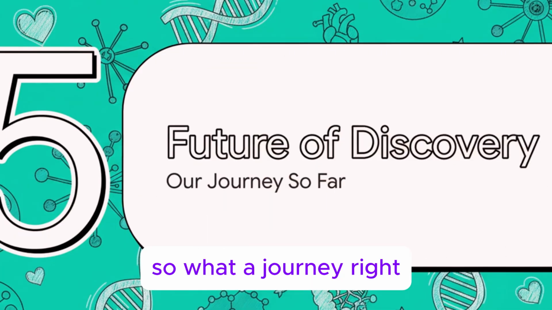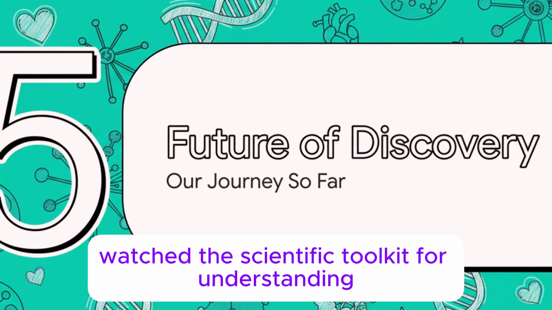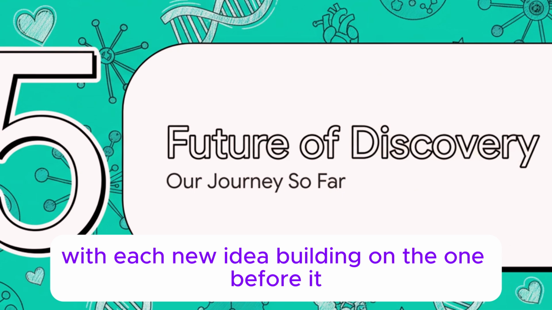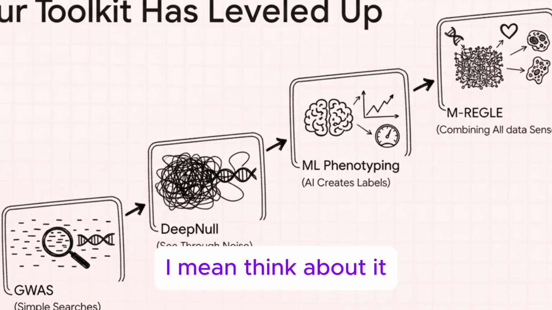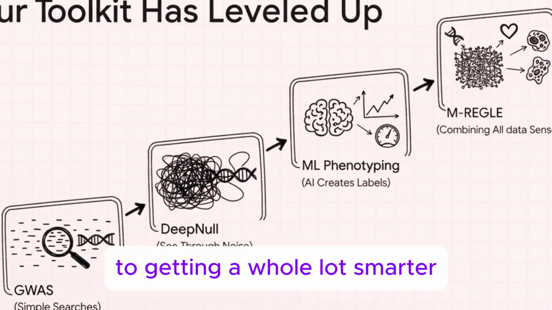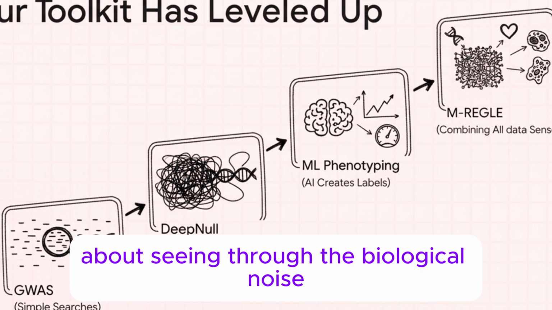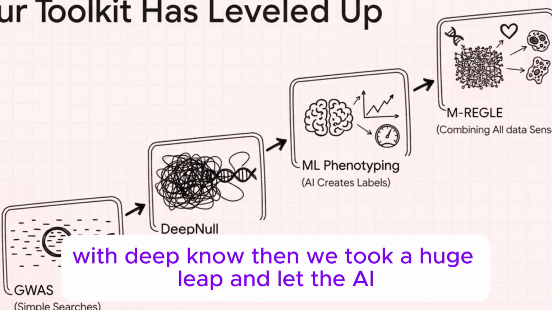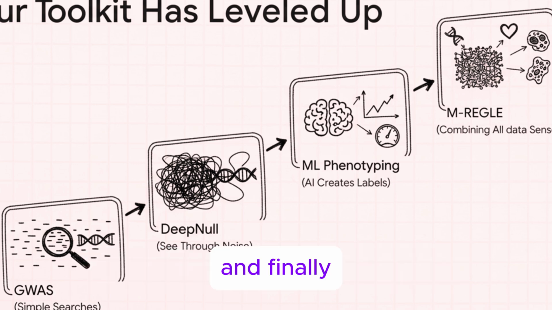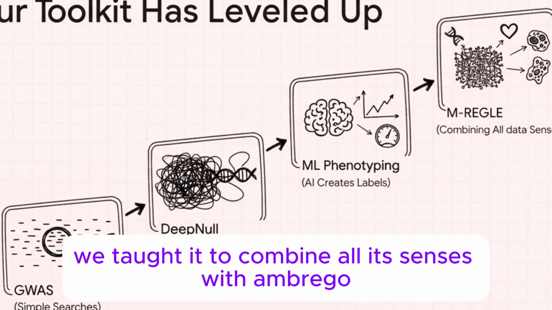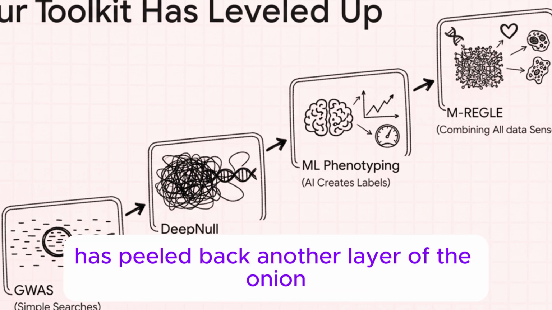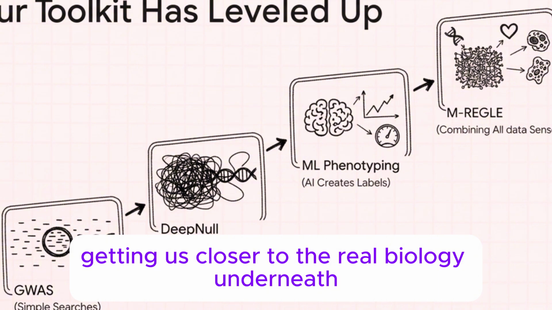So what a journey, right? We basically launched a scientific toolkit for understanding our DNA, level up again and again, with each new idea building on the one before it. I mean, think about it. We went from those early, simple searches with GWAS to getting a whole lot smarter about seeing through the biological noise with DeepNull. Then we took a huge leap and let the AI create its own, much better labels. And finally, we taught it to combine all its senses with mRegle. Every single step has peeled back another layer of the onion, getting us closer to the real biology underneath.